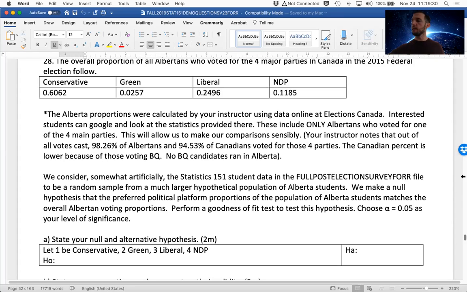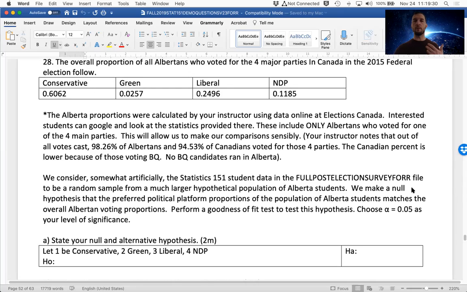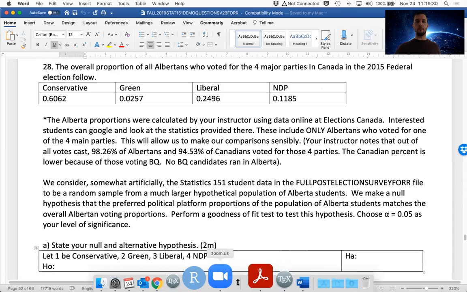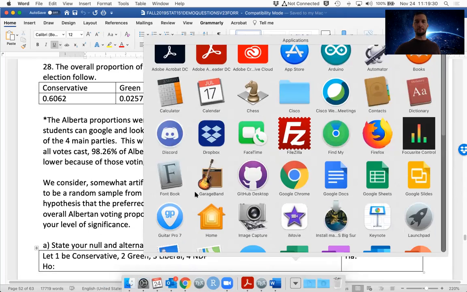And this is what the chi-square goodness of fit test is meant to do. It's meant to tell us whether or not we have significant evidence that a sample sort of proportions itself in a way that aligns with some established distribution. So we're interested in determining if our sample's voting habits align with the proportions established by the population. All right, so let's open up Rcmdr.